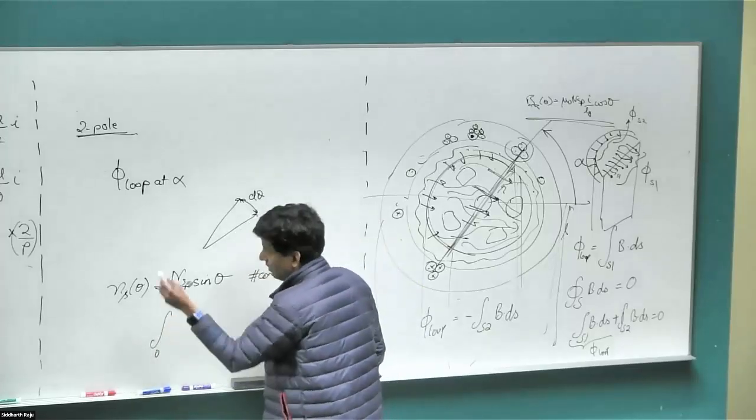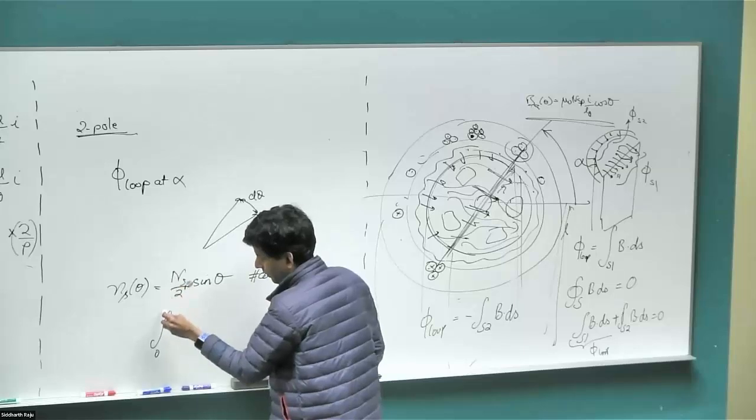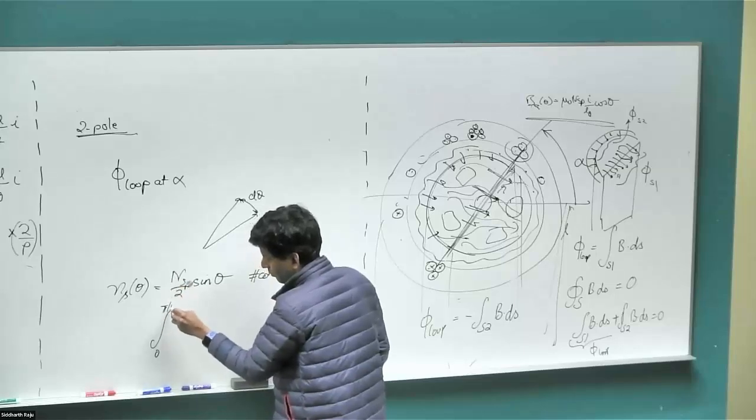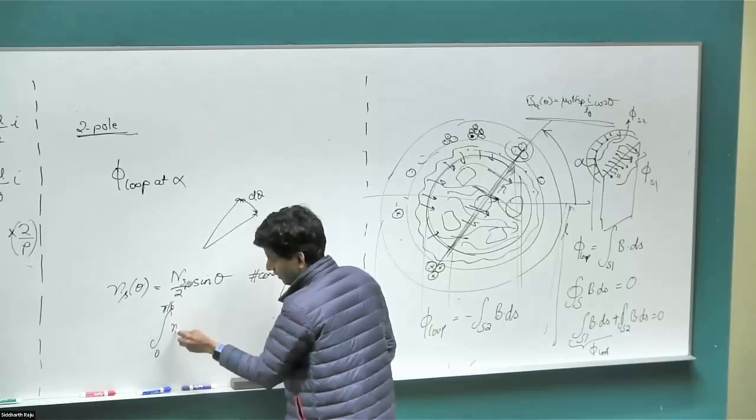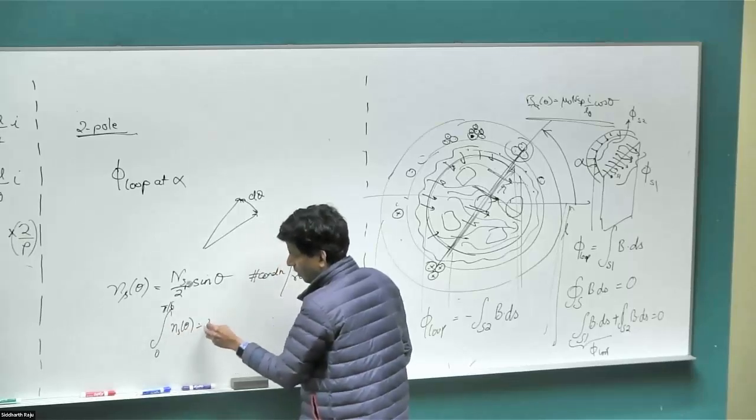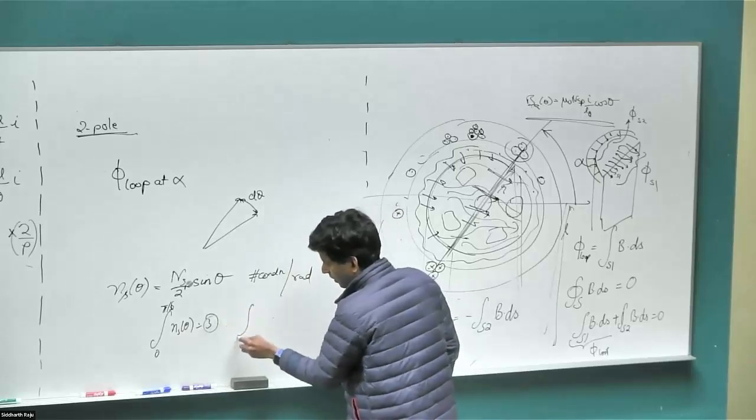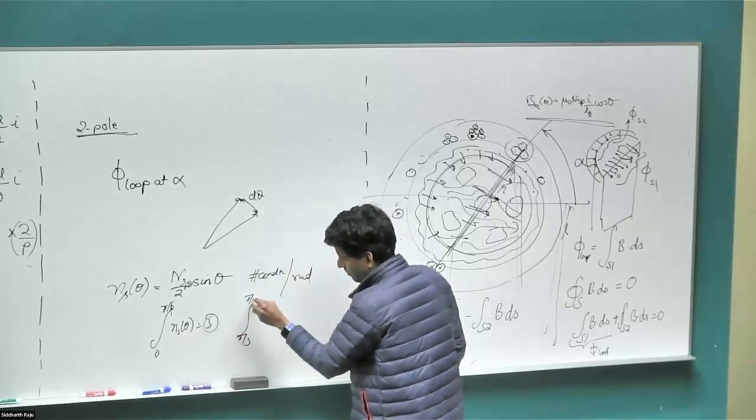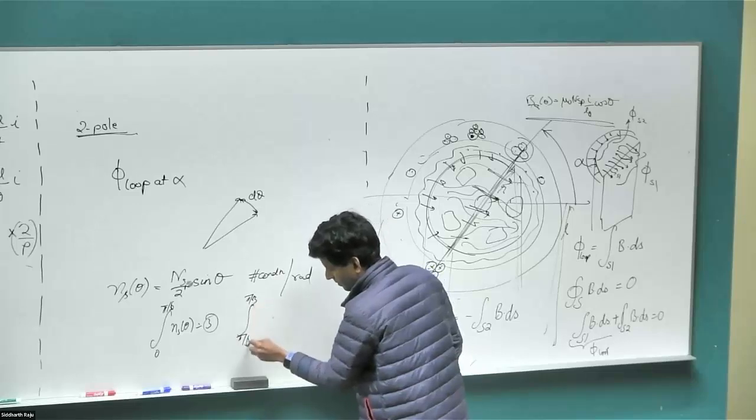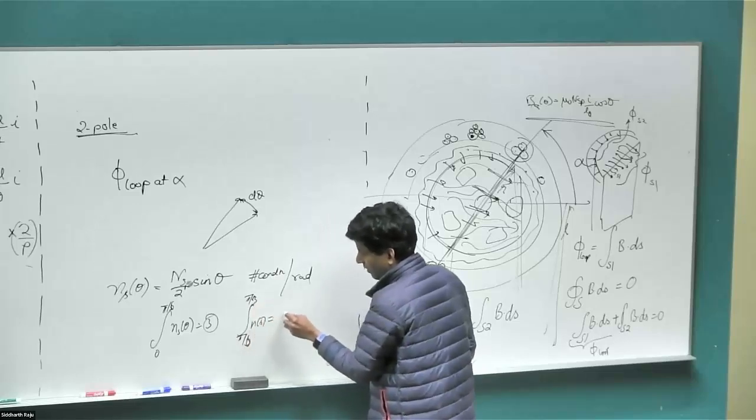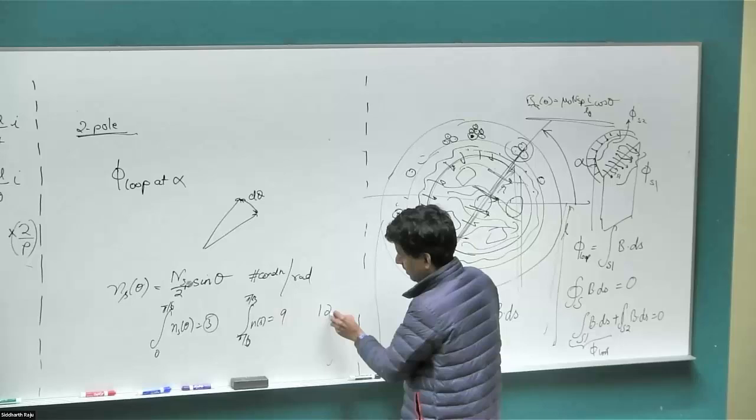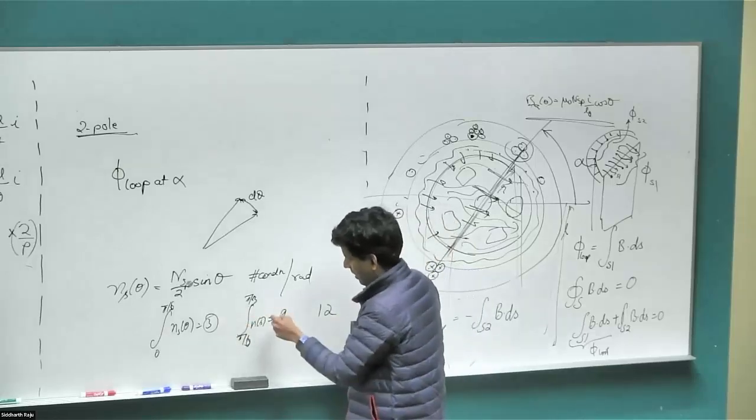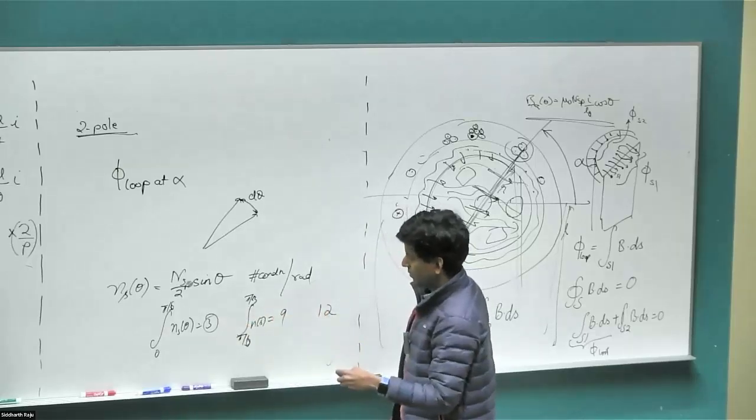If you remember for the 12-slot motor, we did this integral from 0 to pi by 6 of ns of theta, and we got this value to be 3. And then we did the integral from pi by 6 to pi by 3 of ns of theta, and we got our value, I think, 9 or something. And for the other range, we got, I think, 12. Right? That's how we got 6, 18, 24 for a total of 50 turns in the motor.